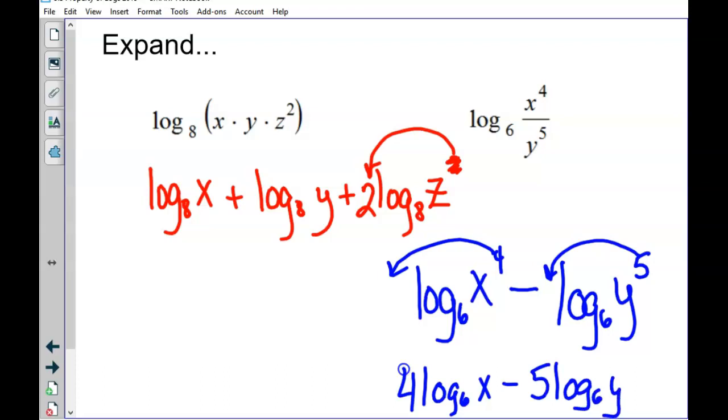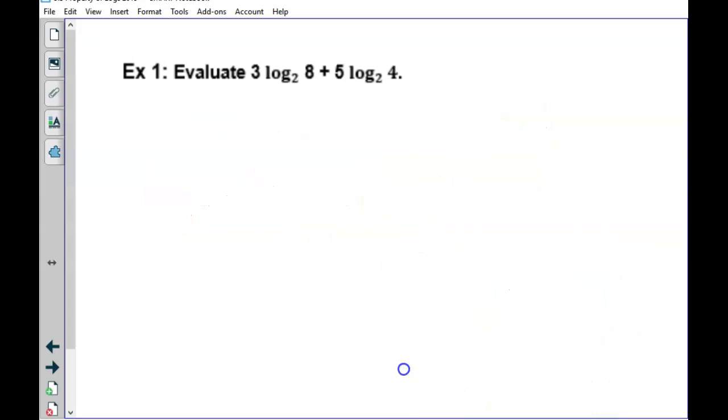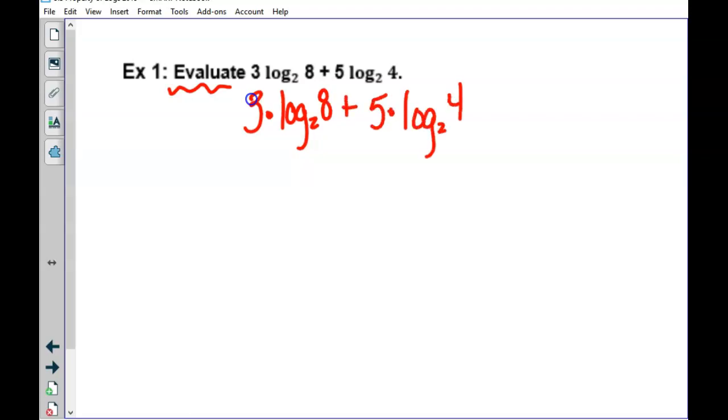All right, let's try some that I hope you do have. This is actually an evaluate question like I could put on a quiz. Okay? I don't think I want to move this around, do I? Right now, it says 3 times the log base 2 of 8 plus 5 times the log base 2 of 4. If I move that, I'm going to have an 8 to the 3rd, right?